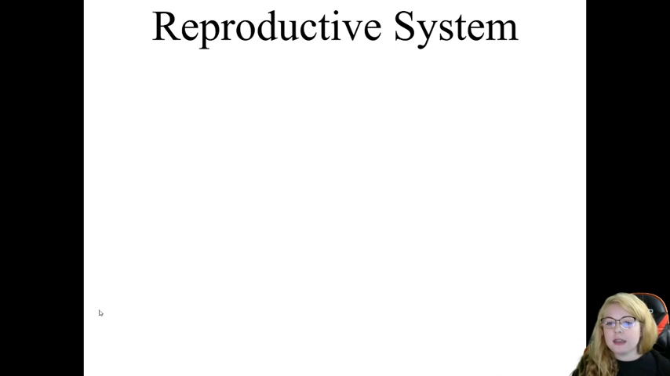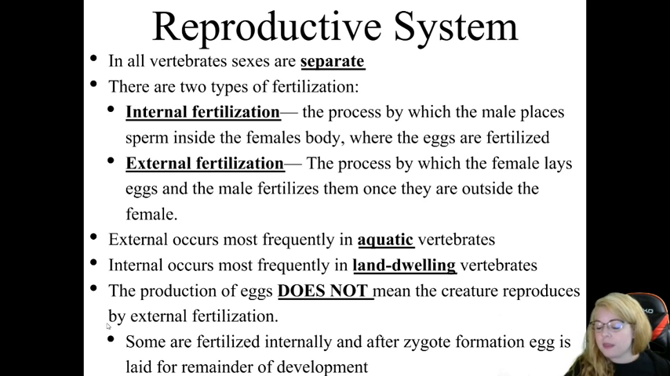Then we're going to talk about the reproductive system of members of subphylum Vertebrata. In these vertebrates, the sexes are always separate. In some of the past units that we've studied, we saw hermaphrodites and some that could be male and female and so on and so forth. But in this case, all the sexes are separate. You have distinctly male and female organisms.